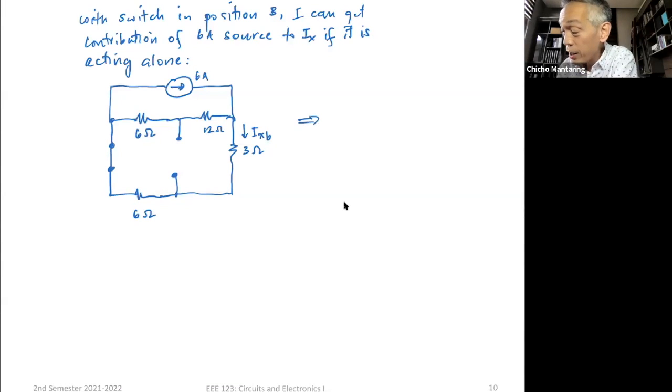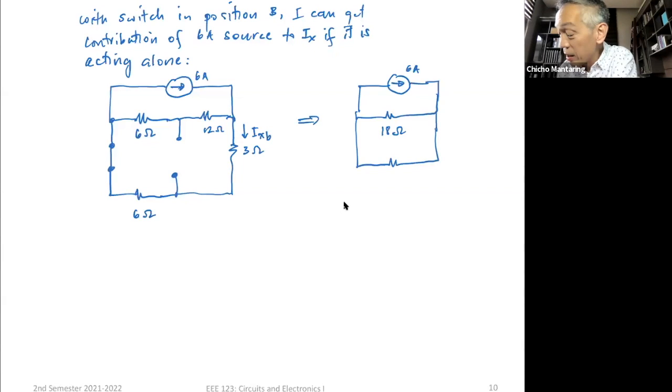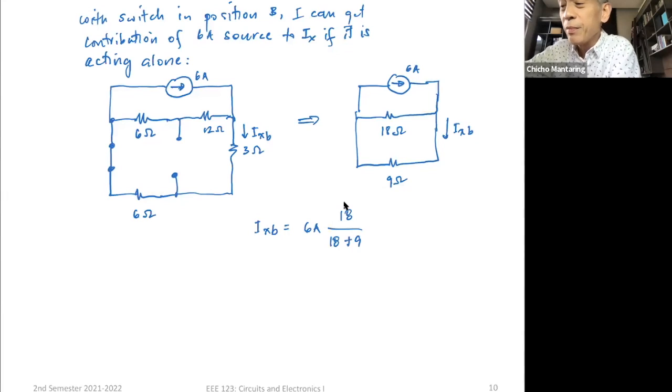So I can actually redraw this. Meron akong 6 amperes. And then I have an 18 ohms. And then I have here a 9 ohms. And this is still IXB. IXB pa rin to, no? Yung current dito at saka yung current dito pareho. And so IXB is now going to be 6 amperes multiplied by 18 over 18 plus 9. Okay. And if I do that, I'm going to get 4 amperes.